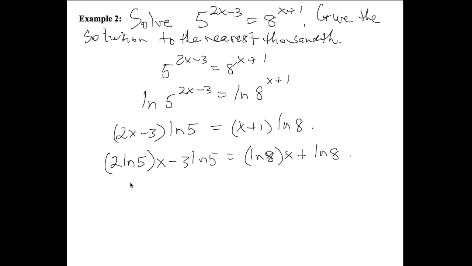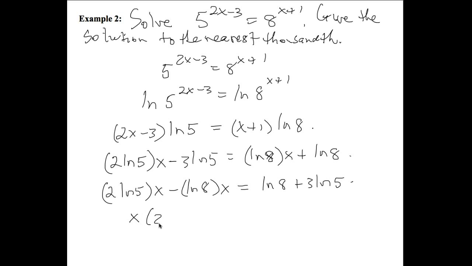Now I'm going to put all my x's together, so I'm going to have 2 ln of 5 times x minus the ln of 8, bring this to the other side, is equal to the ln of 8, and then I'm going to add 3 ln of 5. I'm going to take out a common factor here, so I'm getting all the numbers together.